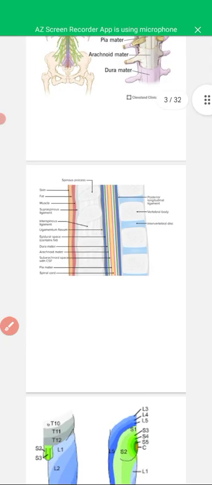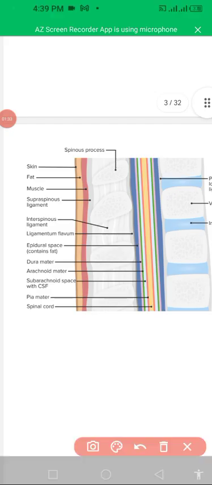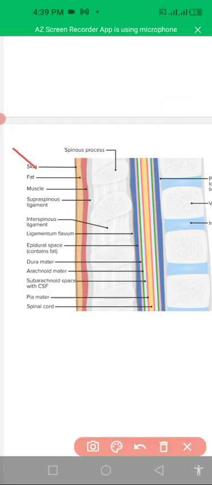Now, while passing the spinal needle, there are structures that are pierced. The structures that are pierced by the spinal needle are skin, first of all, outermost, then comes fat, then there is muscle, then supraspinous ligament, interspinous ligament, ligamentum flavum, and then epidural space, and dura mater, arachnoid, and subarachnoid space where CSF is present.